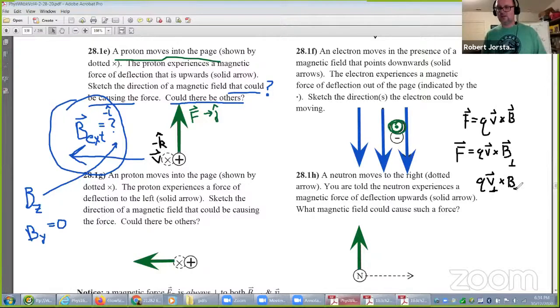And so as a result, it turns out there are usually infinitely many possible magnetic fields that could cause any given force. The component perpendicular is what matters. Notice that B parallel or V parallel, and I'll put that with a vector, causes no contribution to the force. All right, so I'm going to get rid of that now.